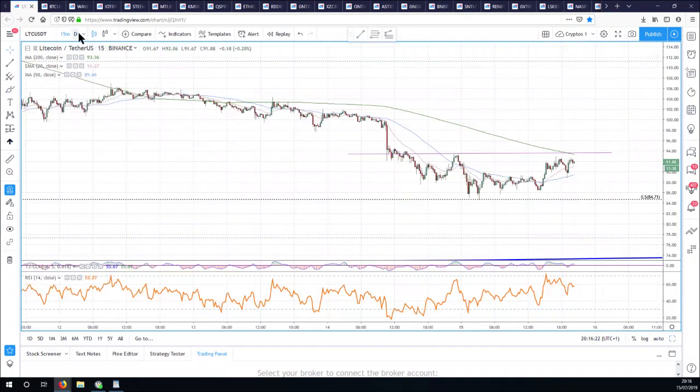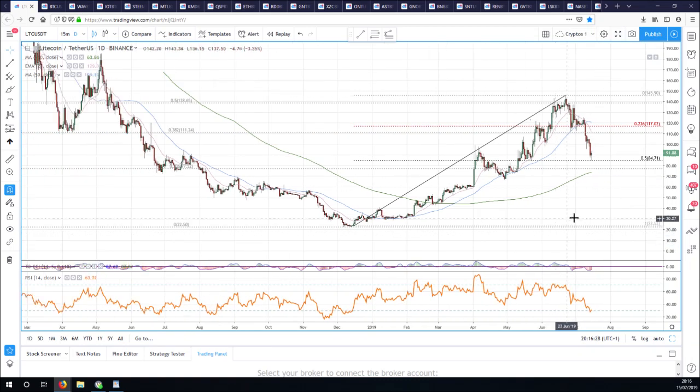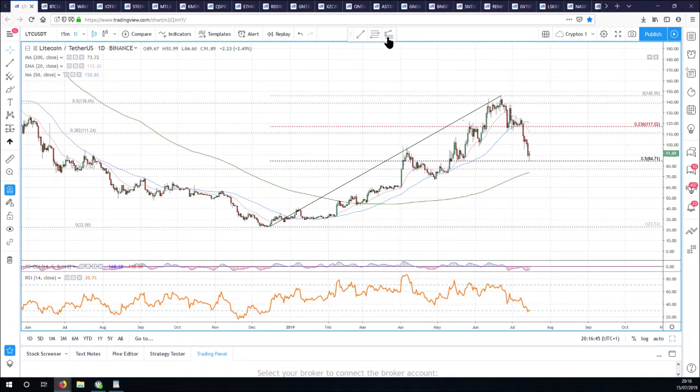So Litecoin, start on the daily. I'm going to look at Litecoin Tether, not Litecoin Bitcoin. Now, finally, in Litecoin Tether, we've reached a really bullish pattern. We've reached an ABC correction and we've reached 50% of the entire rally from the December low. If we were going to have a magnificent bounce, this would be a really good level to do it from.